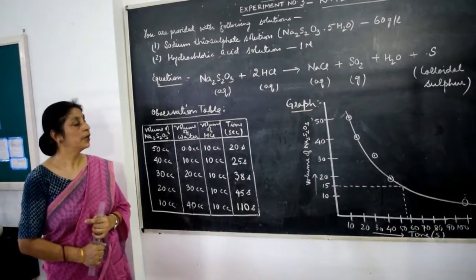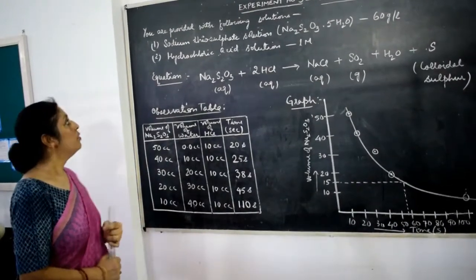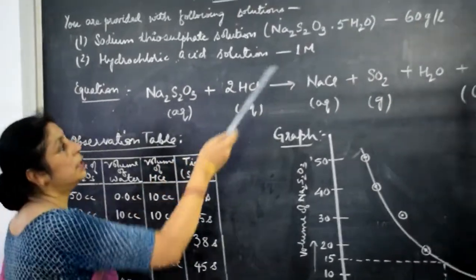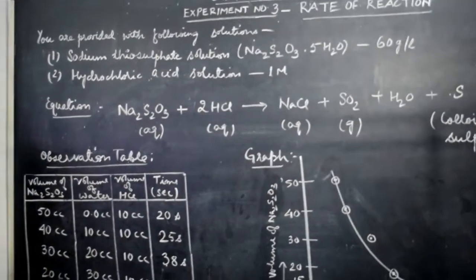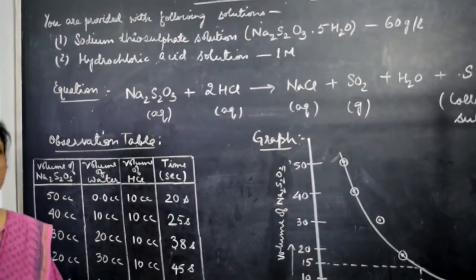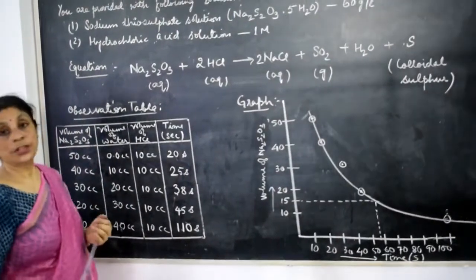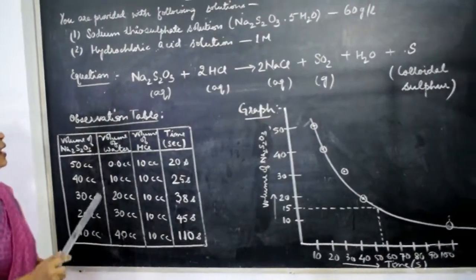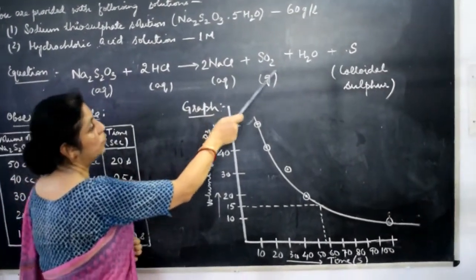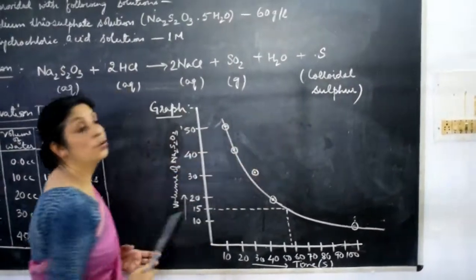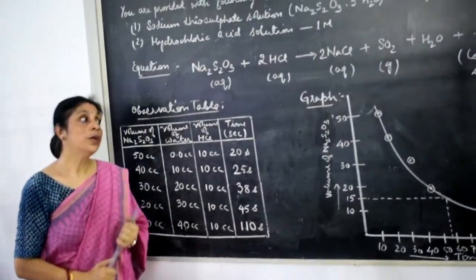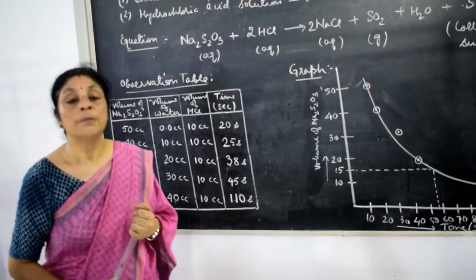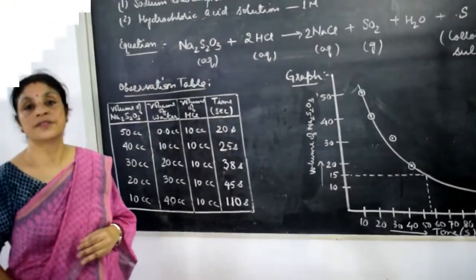is rate of reaction. Now in this experiment, we will be taking two solutions: sodium thiosulfate solution, which is 60 gram per liter, and the other one is hydrochloric acid, HCl, 1 molar solution. According to the equation, you can see we are mixing sodium thiosulfate with HCl, and we are getting NaCl, SO2 and H2O, and a very important thing, colloidal sulfur. So we are going to measure the time for formation of colloidal sulfur by changing the concentration of sodium thiosulfate.